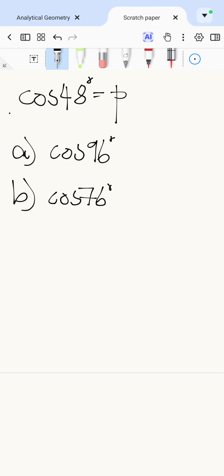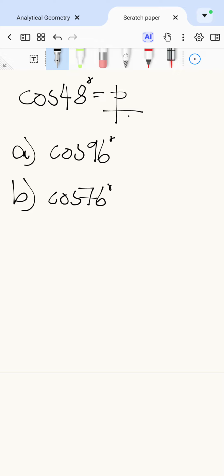So the question is, if cos 48 is equal to P, then what are these in terms of P? Okay, so our answer is going to have P in it. The first thing that we're going to do is to draw a diagram. Okay, so let's do this.